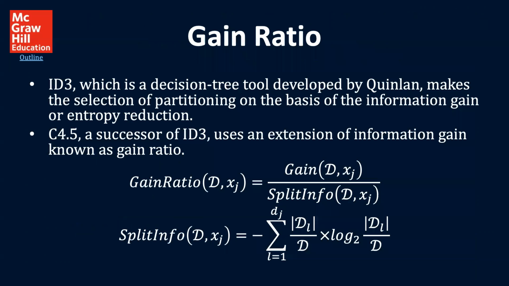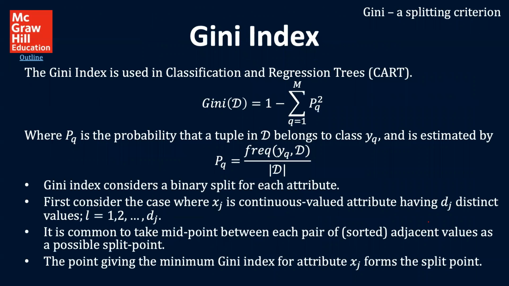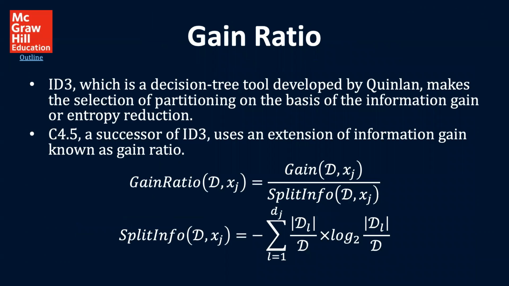And so some of the algorithmic information that we'll be using, be thinking about the gain ratio and also the Gini index. So ID3, which is a decision tree tool developed by Quinlan, makes the selection of partitions on the basis of the information gain or entropy reduction. So this is where we're getting into, instead of just doing it manually, we'd like to be doing it using computational means.